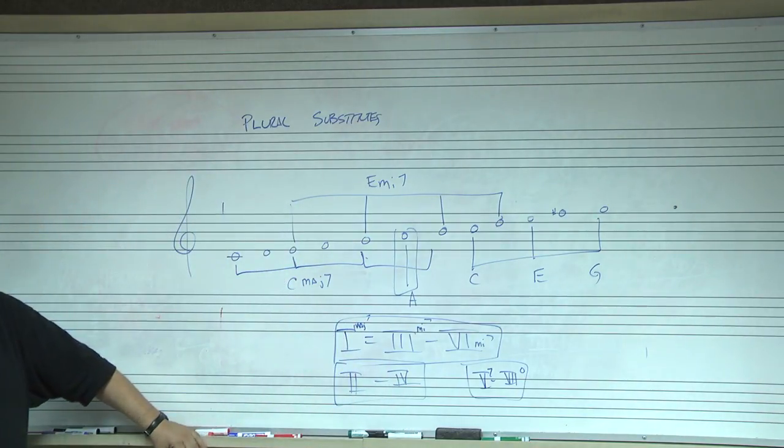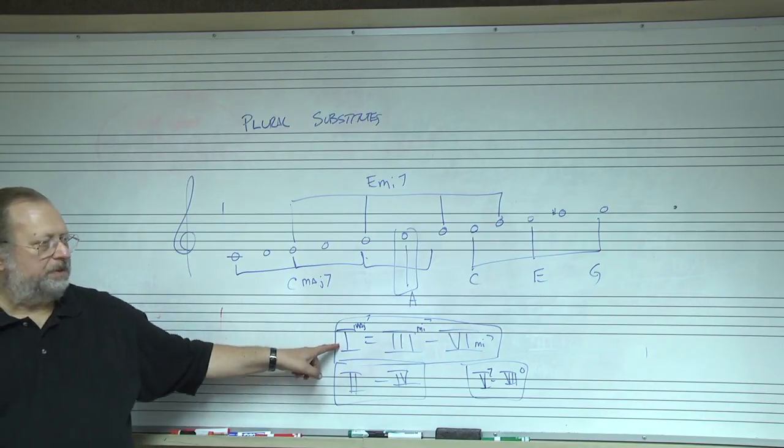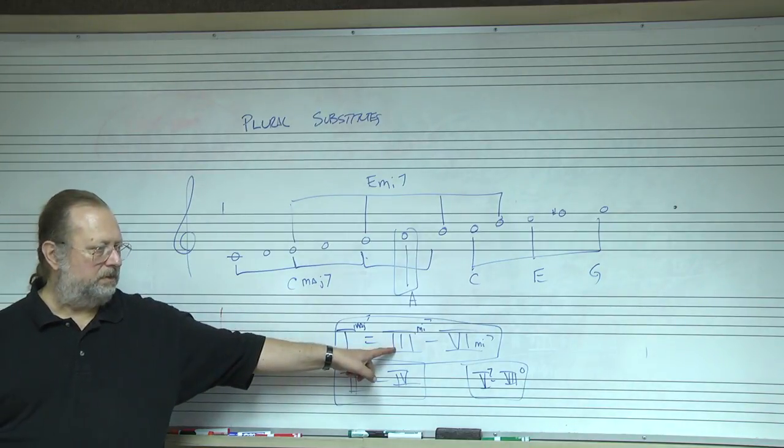Okay, so we're playing a C major 7 chord. It's a dominant 7. Is there a substitute for C major 7? Play the same. There you go. There it is. Okay. All right. So C major 7, you can substitute an E minor 7.